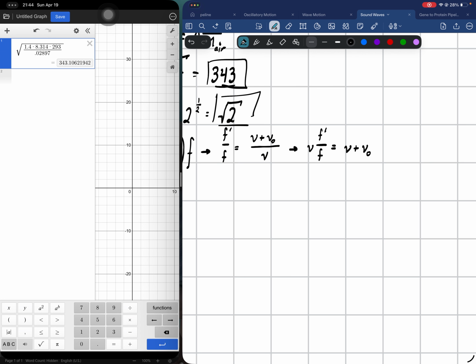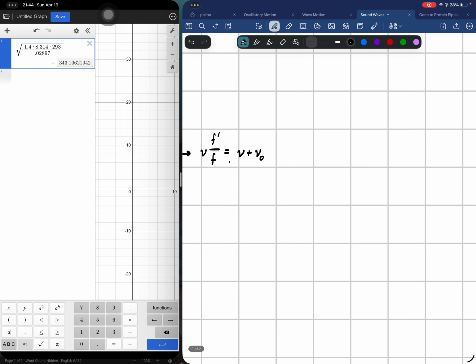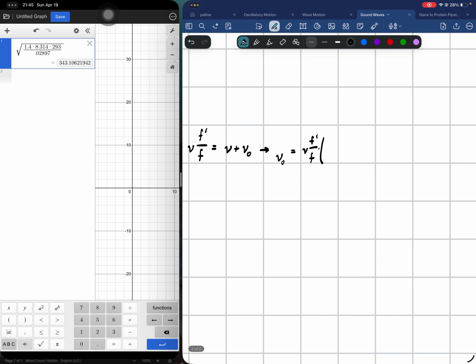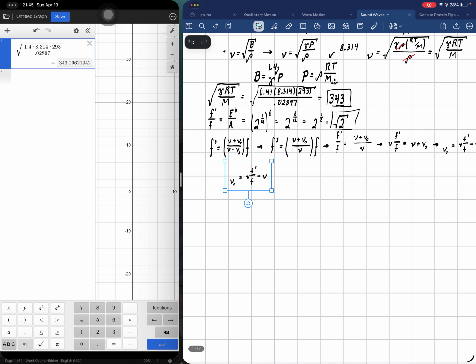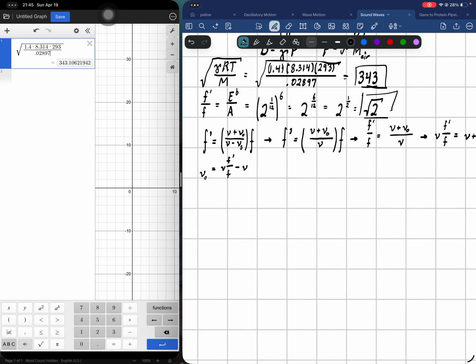What do we need to do next? We need to move this to the other side, so we'll just subtract V. So what we're going to get is V observed is equal to V F prime over F, all of that subtracted by that V. So now we have V observed completely on its own. What can we do with this now? Well, now it's just plug and play, isn't it?